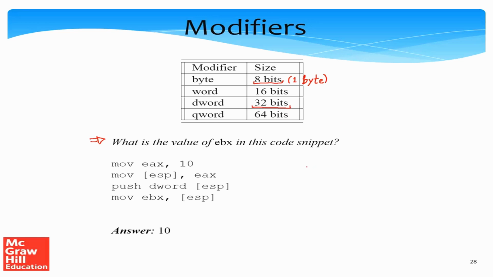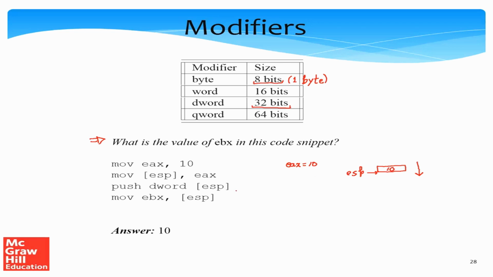Alright, so let's see. The first instruction sets the register EAX to 10. So this is nice and straightforward. The second instruction moves EAX to the location that the stack pointer points to. So let's say the stack pointer points to this location, and since it's a downward growing stack, which grows towards lower memory addresses, we save the value of EAX, which is 10, to the location pointed to by the stack pointer.